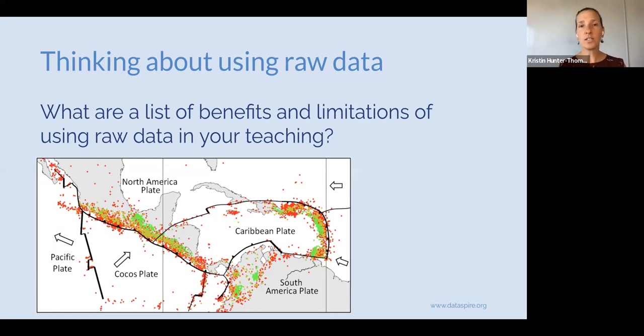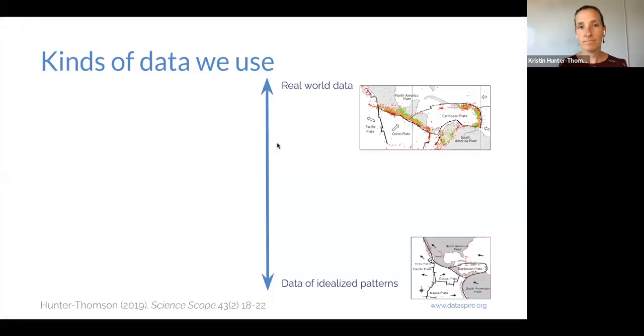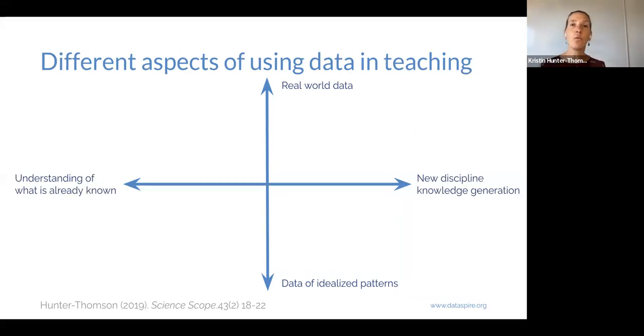Okay, so again, pause the recording and think about 3 benefits, 3 limitations of using raw data in your teaching. You can either think of this particular example or just more generally. Okay, welcome back. So we've got real world data or idealized or simulated. And then we have the why, the ways that we use it. We use it to understand what is already known, and we use it to generate new knowledge for the world.